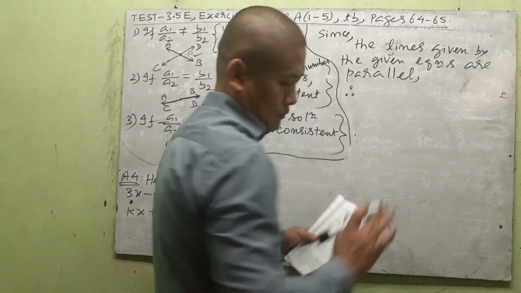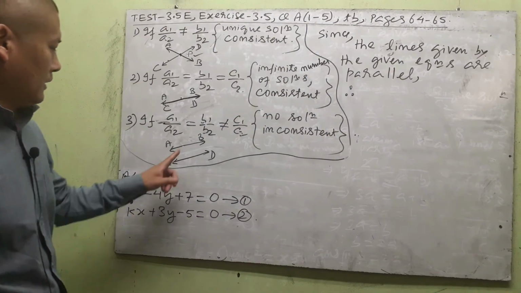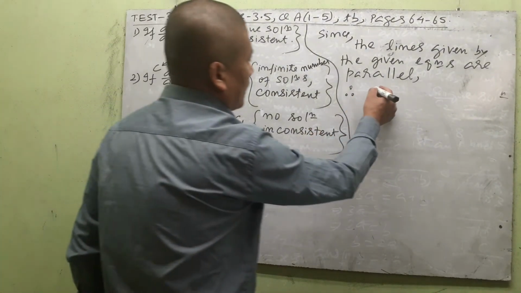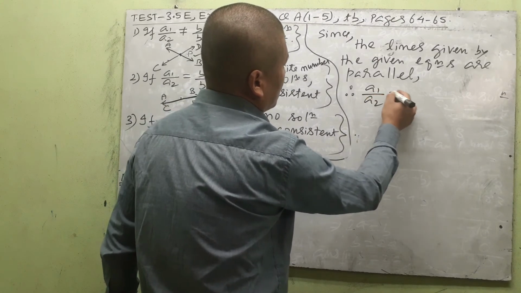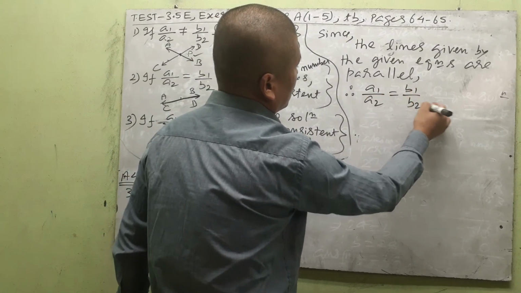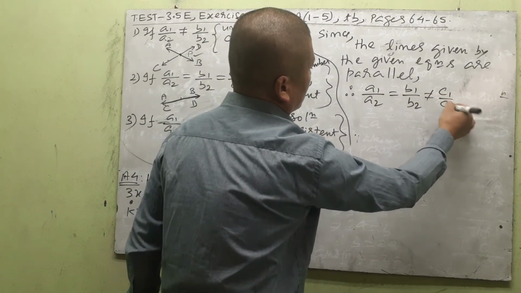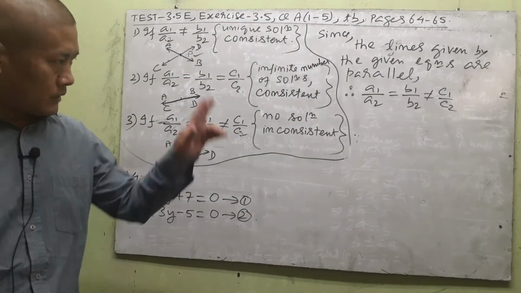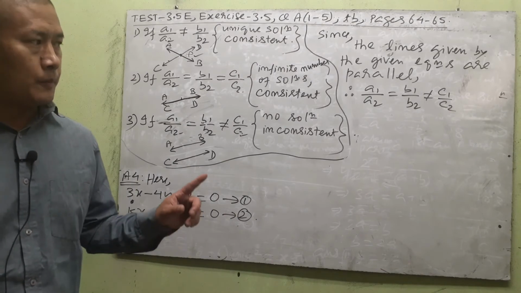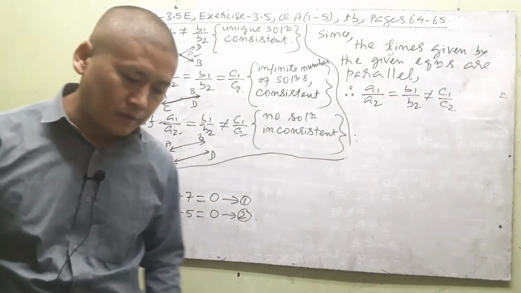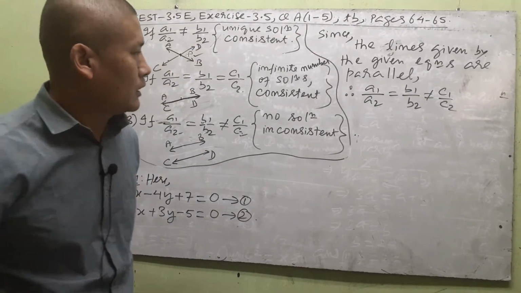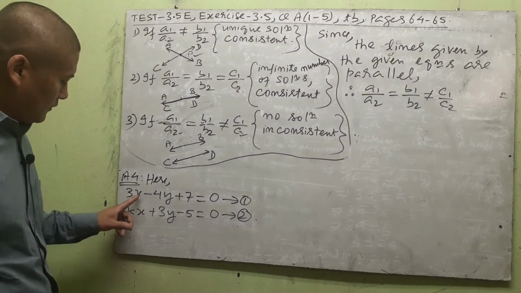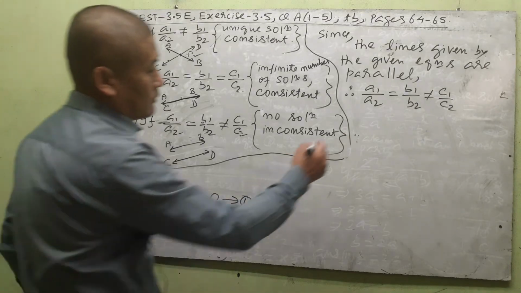Therefore, the only case where they are parallel is the third case, parallel lines. This is the condition: a1 by a2 is equal to b1 by b2 is not equal to c1 by c2. Only then the graphs of the two equations are parallel. This is the condition we use to find k. a1 and a2 are the coefficients of x, in front of x, 3 and k. So I write here 3 by k.